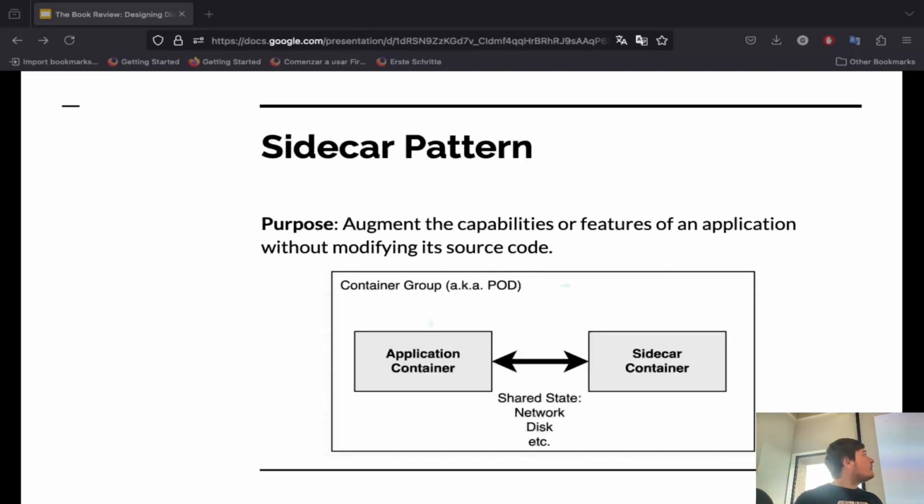So the first pattern is the sidecar pattern. This is again a container that's deployed in the same pod as the application container, and its purpose is to augment the capabilities of an existing application without modifying its source code. So in this case, we see that the container group, the pod, has an application container, and some shared state or shared resources, such as the network, the disk, etc. And also we have the sidecar container, and there is some communication that happens between the sidecar and the container.